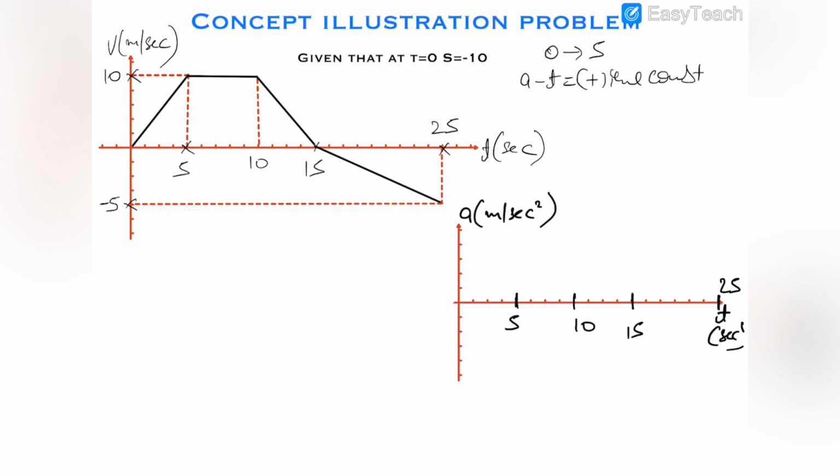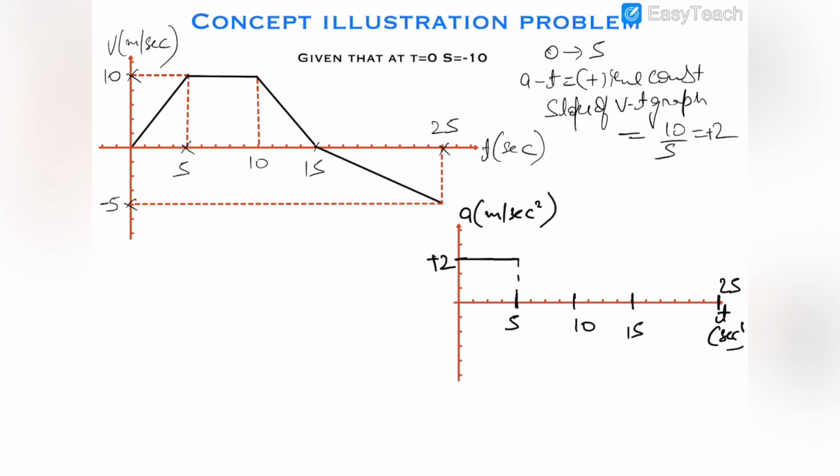And the slope of this VT graph is equal to this y upon x. This is 10 upon 5. So this is equal to 2, plus 2. So the acceleration in this time slot is plus 2. So we would draw this graph of A, and this is plus 2. So this is the graph of A.